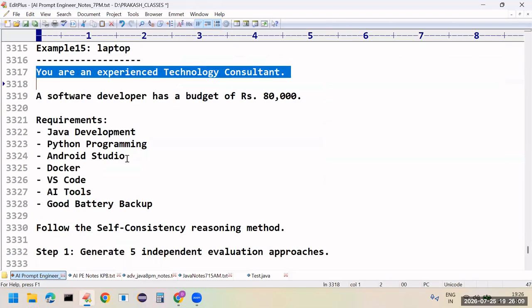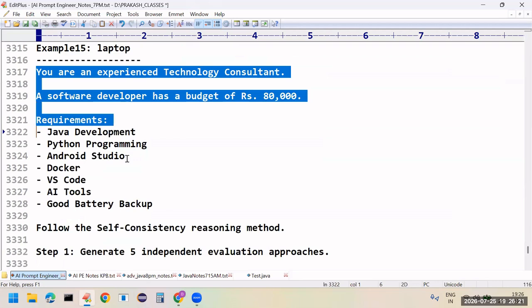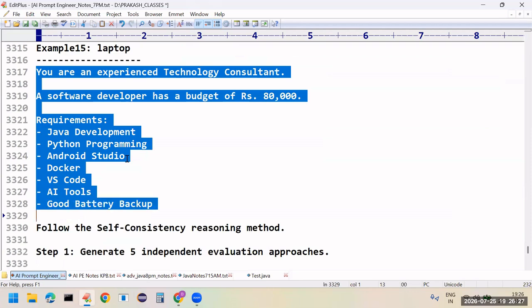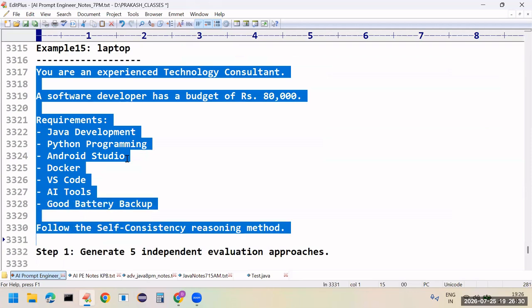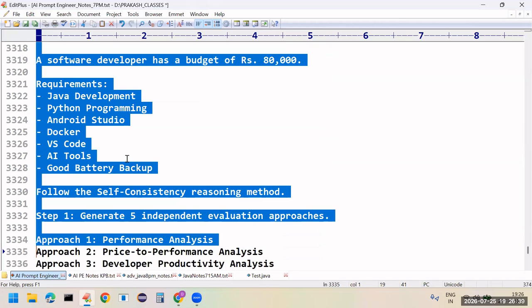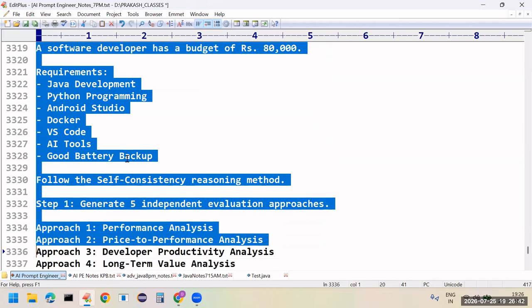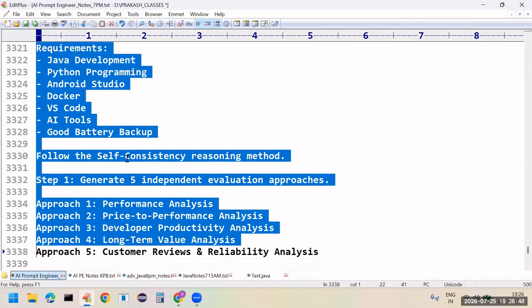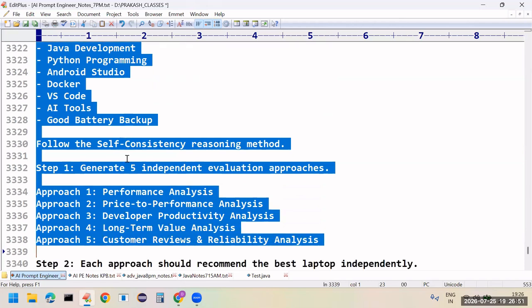15th prompt. You are an experienced technology consultant. A software developer has a budget of 80,000. Requirements: Java development, Python programming, Android Studio, Docker, VS Code, AI tools, good battery backup. Follow the reasoning method. Please observe, friends. Generate 5 independent evaluation approaches. Approach 1, performance. Approach 2, price to performance analysis. Approach 3, developer productivity analysis. Approach 4, long-term value analysis. Approach 5, customer reviews and reliability analysis.